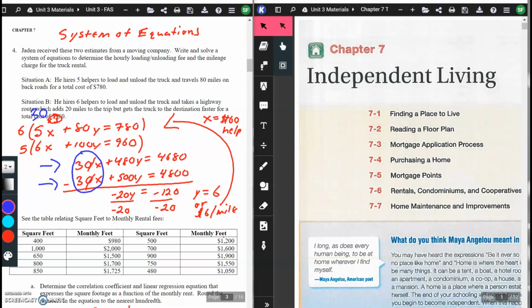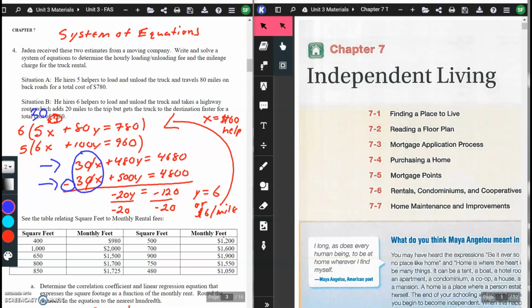Now how do I cancel out the x's? Well, I have 30x and 30x. The only way to cancel those out is to subtract them, so you're going to subtract everything. 30x minus 30x cancels out. 480y minus 500y gives you negative 20y. And 4680 minus 4800 gives you negative 120. Now just solve for your y. You divide by negative 20 on both sides. y equals 6. Then take that y equals 6 and plug it back into one of your original equations. Wherever you see a y, you plug in a 6.